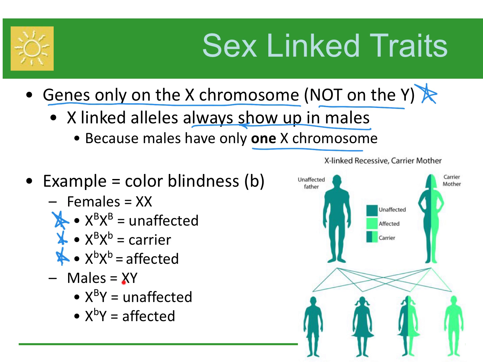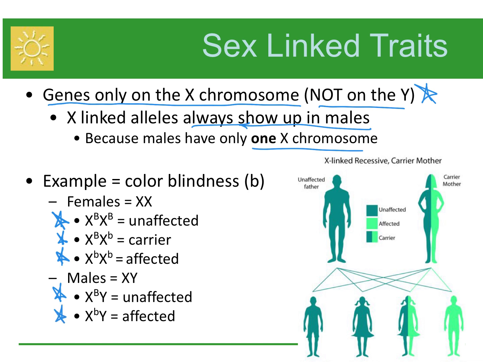Now let's look at how color blindness could be passed down to a male. Males are XY, and these genes only show up on the X chromosome. So you're only going to see the B as a superscript on the X. An unaffected male is going to be X capital B Y, so that male has normal vision. And if a male is colorblind, you'll see X lowercase b Y. The lowercase b shows that he has the trait for color blindness, and since he has it, he'll be colorblind.